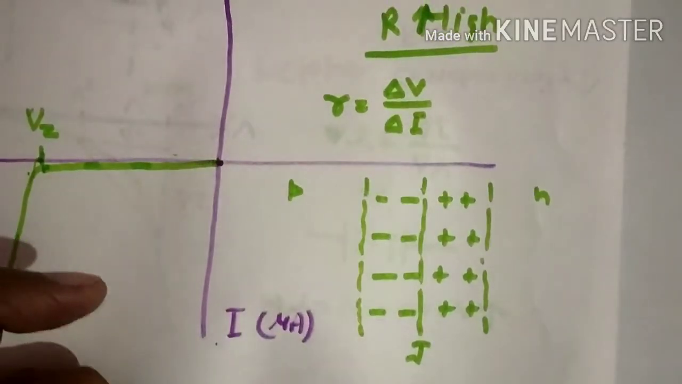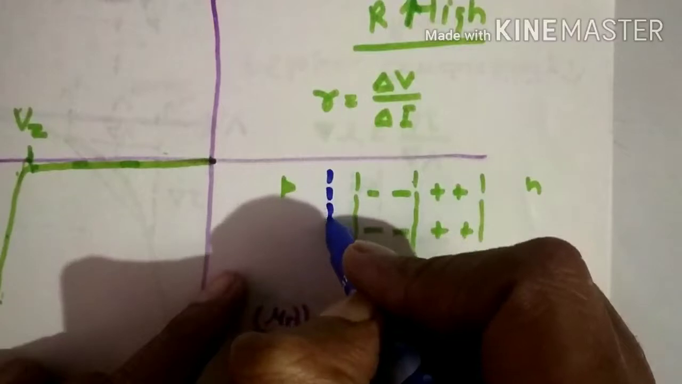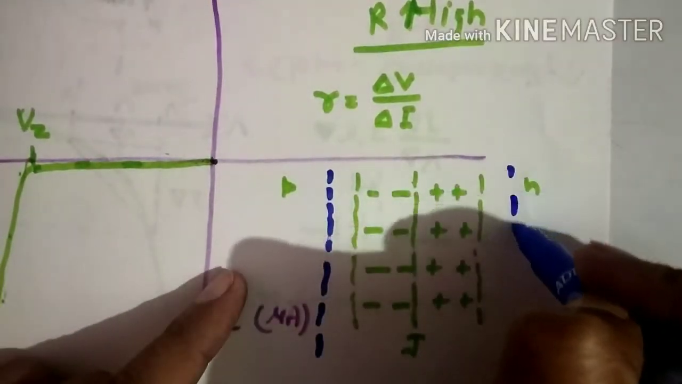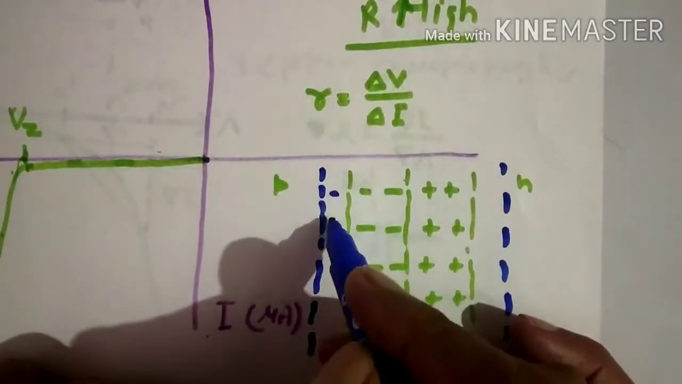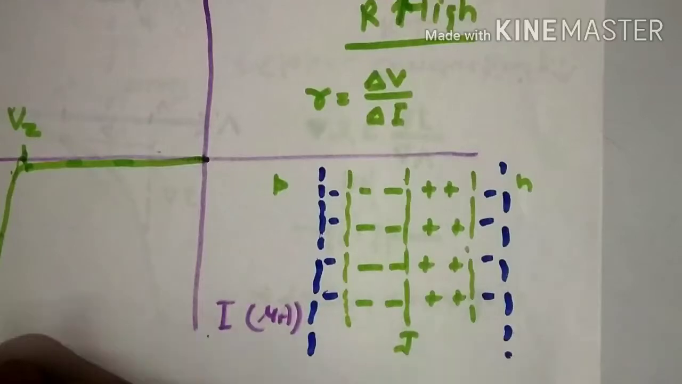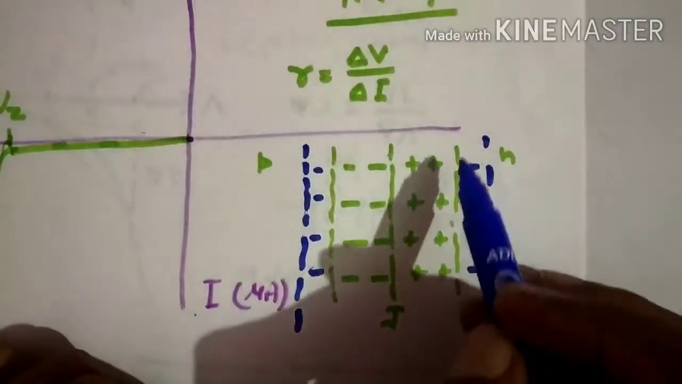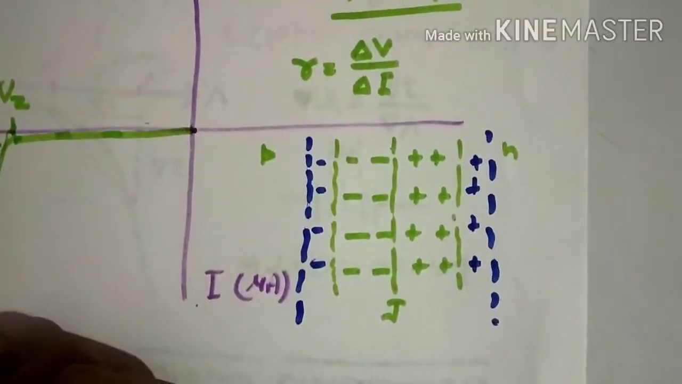Now, in the reverse biasing, what happened? In the reverse biasing, the width of the depletion layer has increased. Now, this is the width. So if the width of the depletion layer has increased, it means the resistance has increased. There are more positive charges on this side and more negative charges on this side.